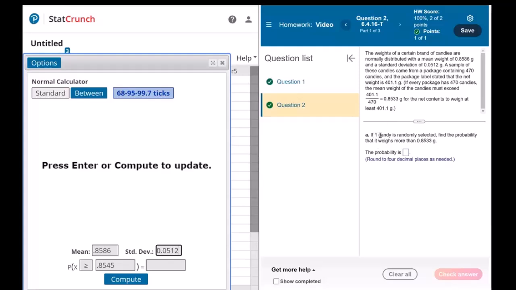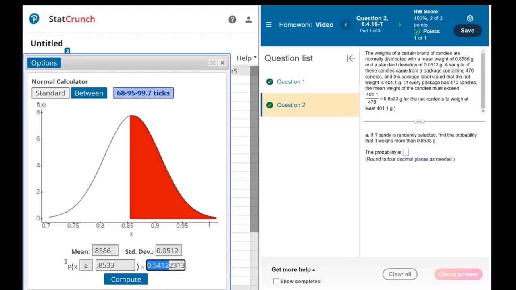First, if one candy is randomly selected, find the probability that it weighs more than 0.8533. I'm only picking one. This is an individual. I don't use the central limit theorem. I don't have to divide by the square root of n, and even if I did, it would just be dividing by 1. I want it to weigh more than 0.8533. I compute. The next number is a 2, so I don't round up.